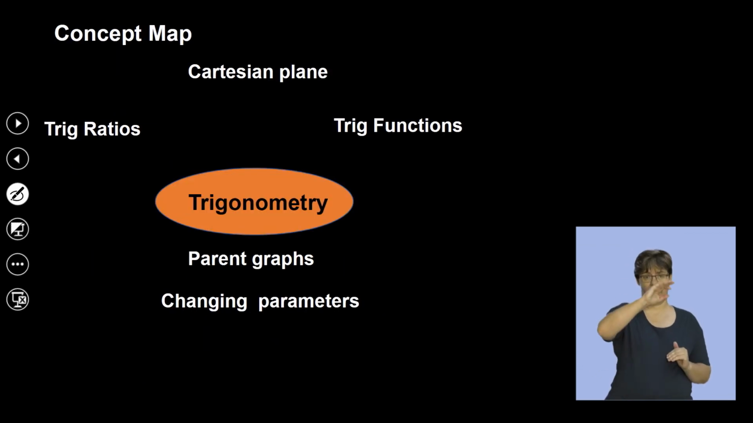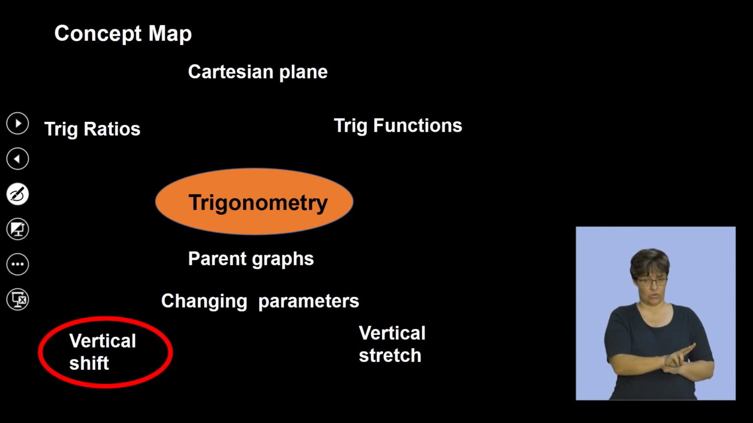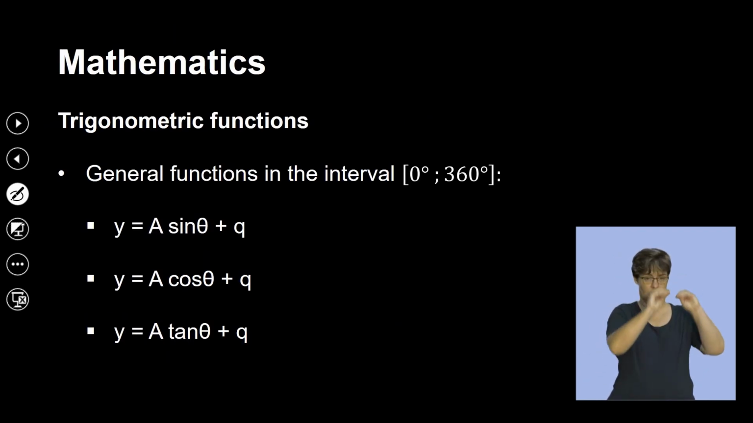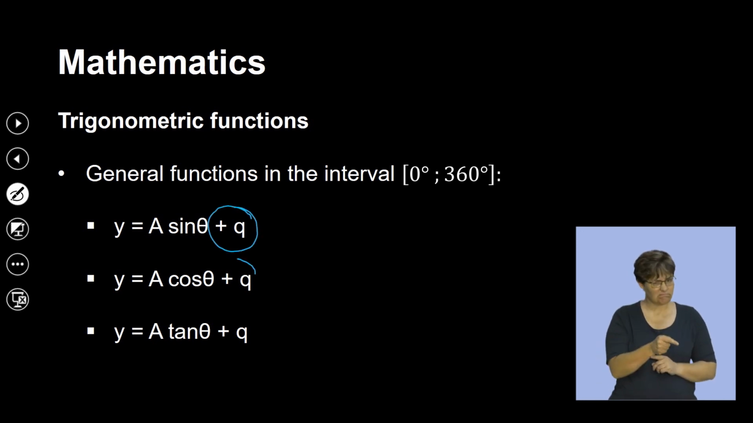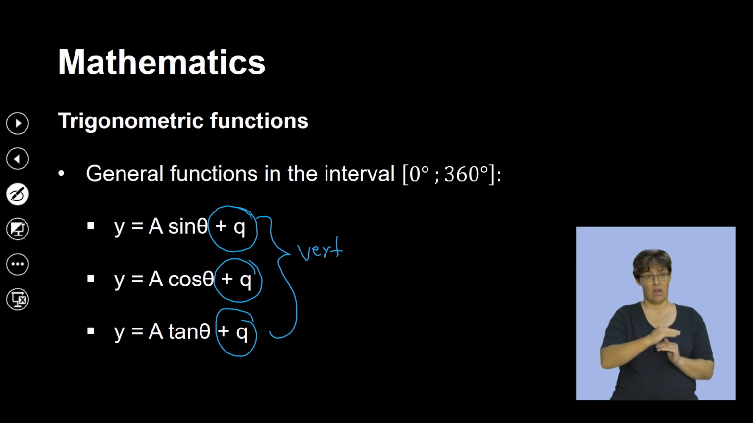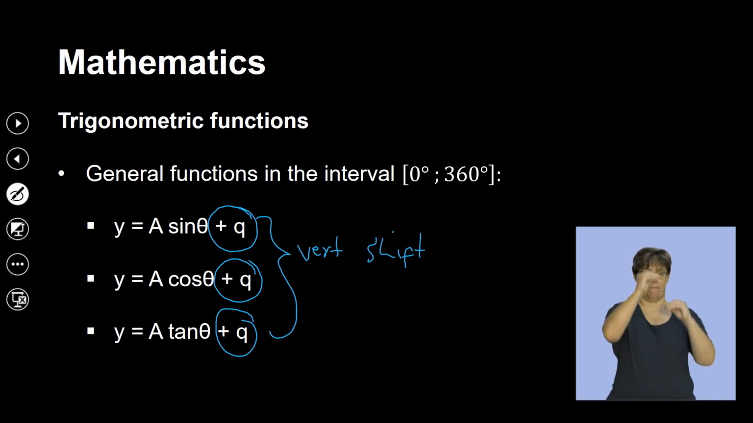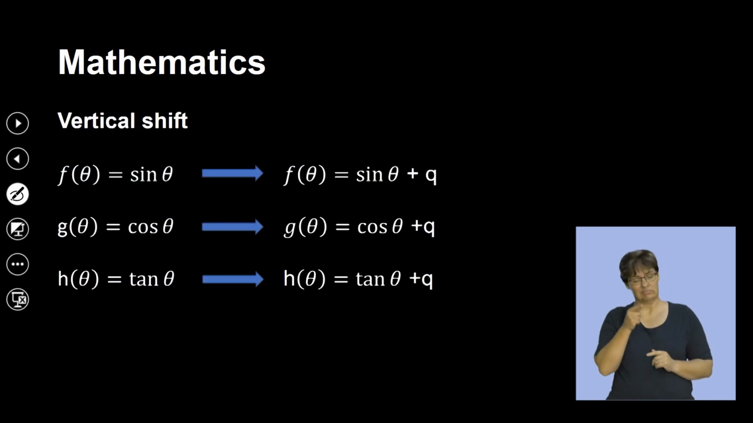So far, guys, this is all that we've done. We've looked at the Cartesian plane, the ratios, and the functions. And then we've been talking about the vertical stretch. Now we're going to talk about the vertical shift. The vertical shift is when we now include the plus q. The plus q is what represents the vertical shift. A shift is translating this graph a certain number of units up or a certain number of units down. And that's what we are looking at there.